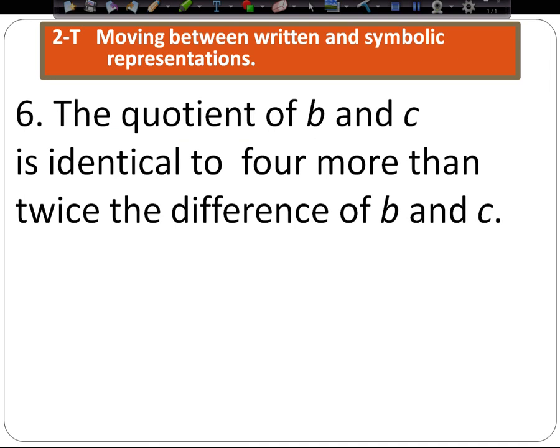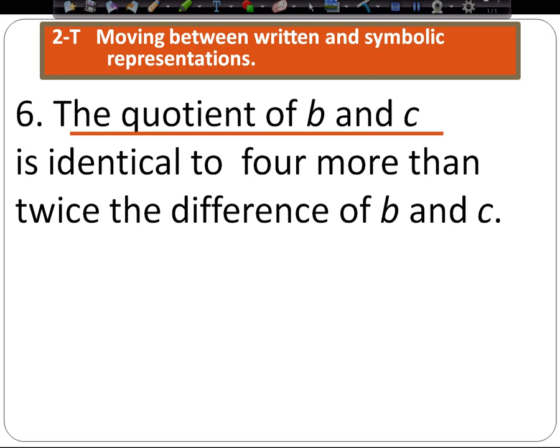Number 6, the quotient of b and c is identical to 4 more than twice the difference of b and c. Take a moment, make sure that you have that written down before you move on. Pause the video now. All right, this one's really wordy, but again, we're going to take it apart piece by piece.